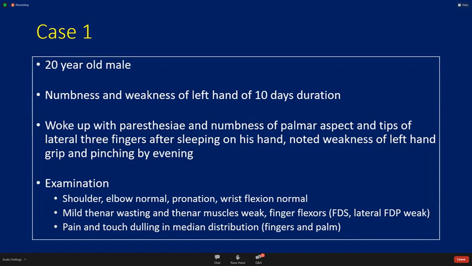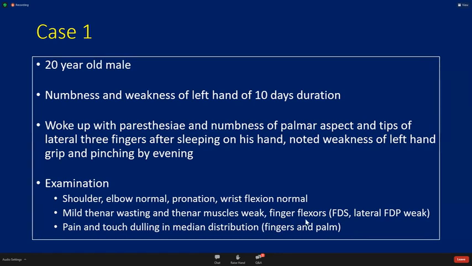But on examining the patient, here we are trying to see whether we can implicate the lesion to a single nerve and at which segment of the nerve. So here, he had mild thenar wasting and weakness of all the thenar muscles. There was weakness of both the flexor pollicis longus as well as the flexor digitorum superficialis. And this suggests that it is confined to the median distribution. The motor is confined to median distribution.